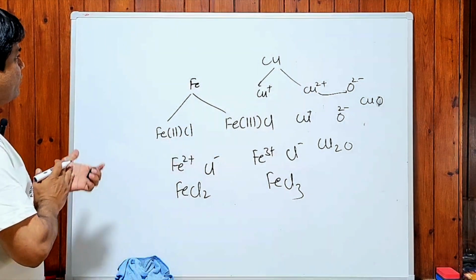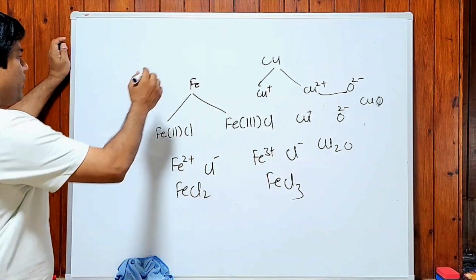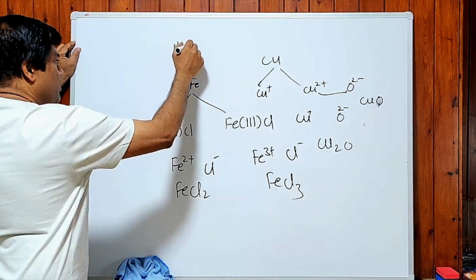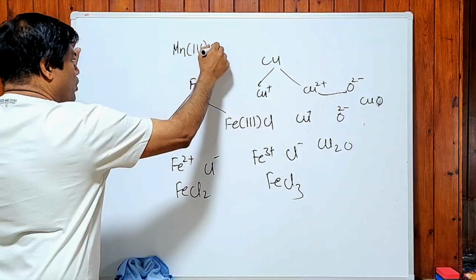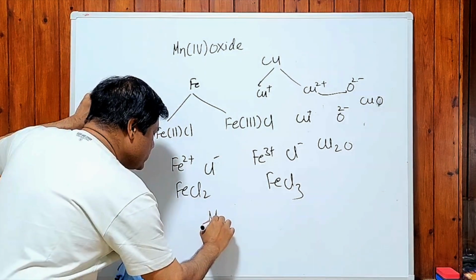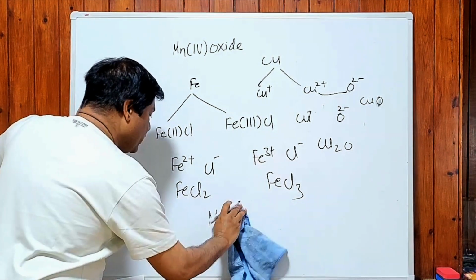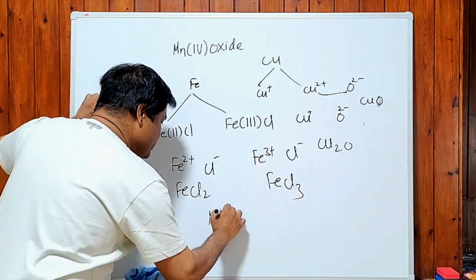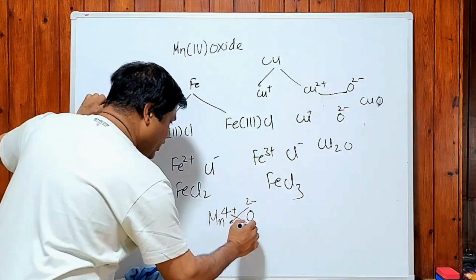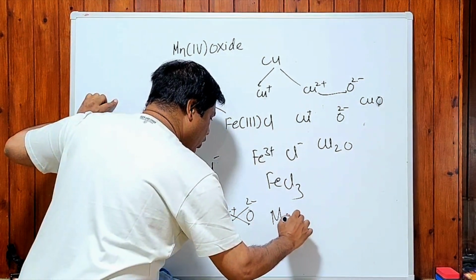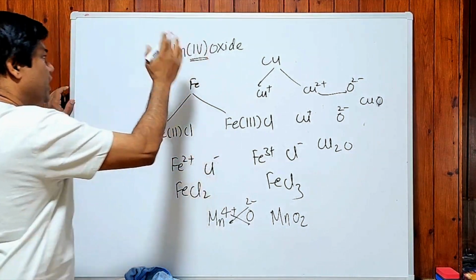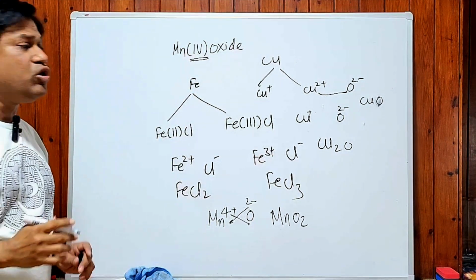Sometimes I will give you one more example, manganese oxide. Mn(IV) oxide. Mn(IV) means manganese lost 4 electrons, Mn4 plus, and oxygen gained 2 electrons. So we have to move this way. What's the formula? MnO2. This is manganese oxide. This tells you how many electrons a transition metal lost.